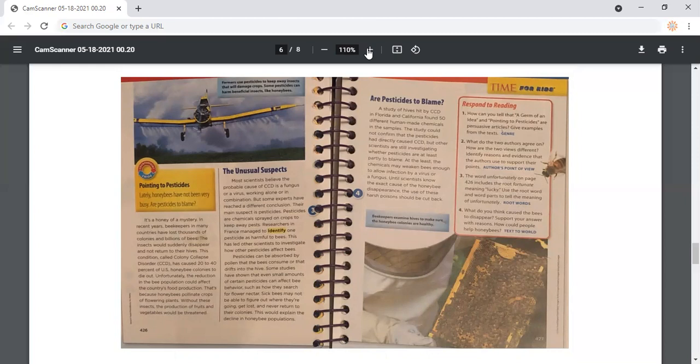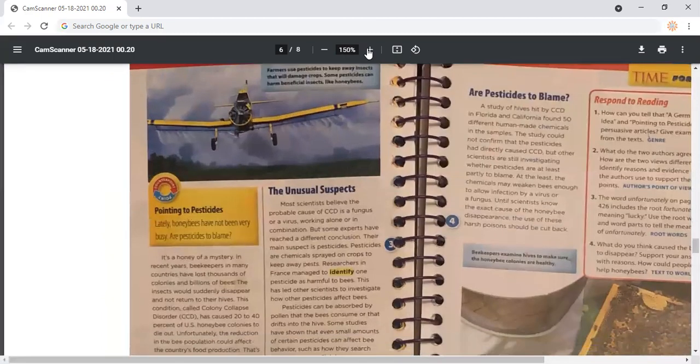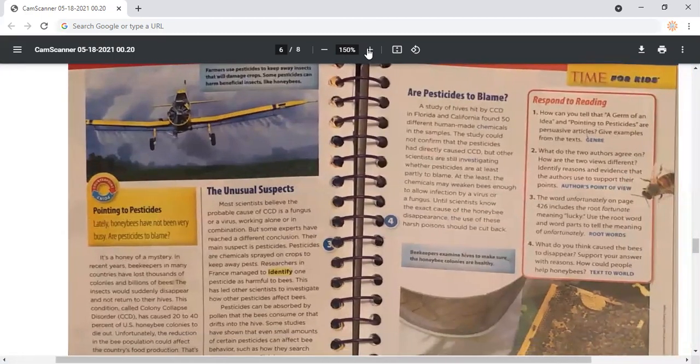Now look at the top of the page. It says here, farmers use pesticides to keep away insects that will damage crops. Some pesticides can harm beneficial insects like honeybees. The unusual suspects. Most scientists believe the probable cause of CCD is a fungus or a virus, working alone or in combination. But some experts have reached a different conclusion. Their main suspect is pesticides.